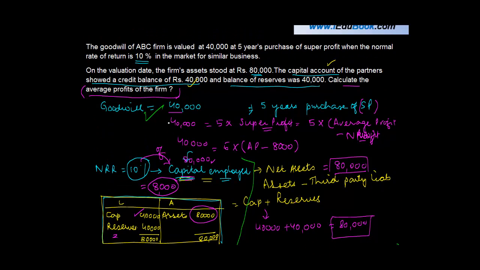Right? So the learning in this question was how to calculate the average profits in case other data relating to the super profit computation is given. And that we can simply calculate by putting all the respective values in the mode of calculation or the formula of calculation. With that, we come to the end of this video.